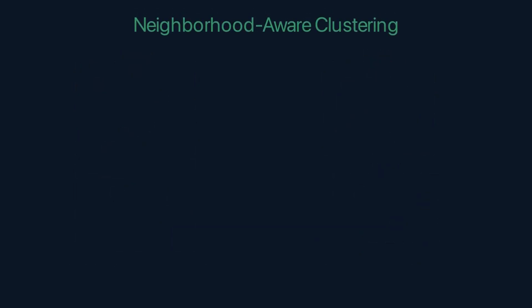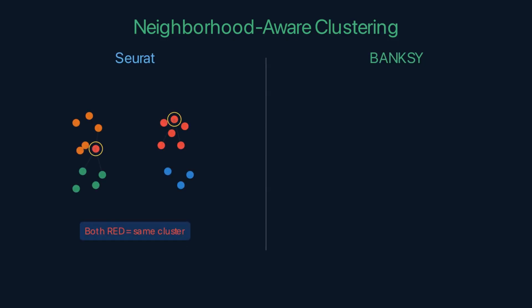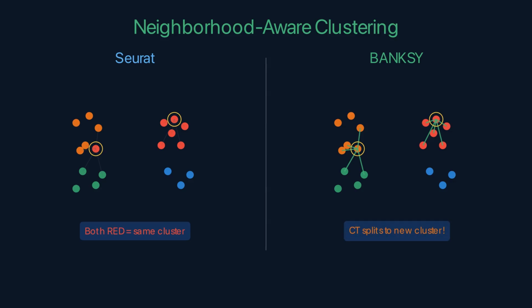With Banksy's neighborhood-aware features, the clustering changes, side by side. On the left, Seurat clustering. Both Italian restaurants are red, same cluster. The KNN edges are drawn in grey but weren't used.